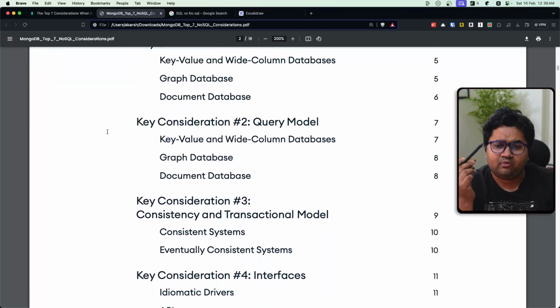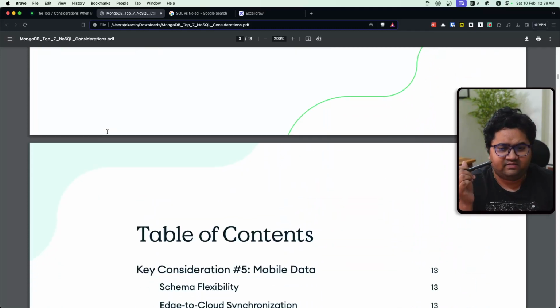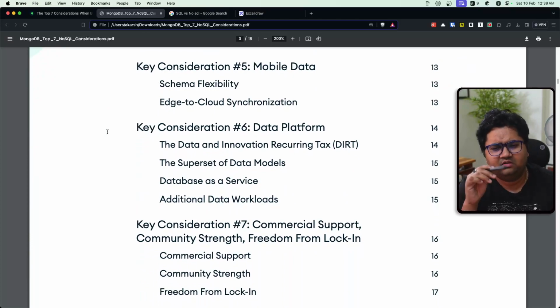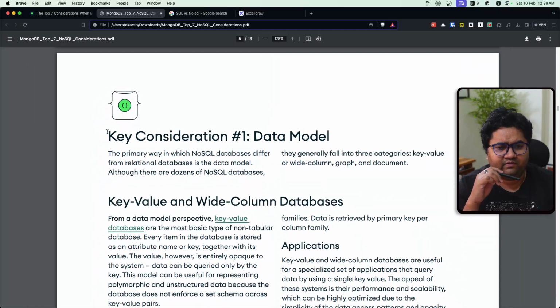The first is really data model. Second is the query model. Third is consistency and transaction model. Fourth is interfaces, mobile data, data platform, community support, and really the freedom from lock-in and all that. So let's go and deep dive into each of them.